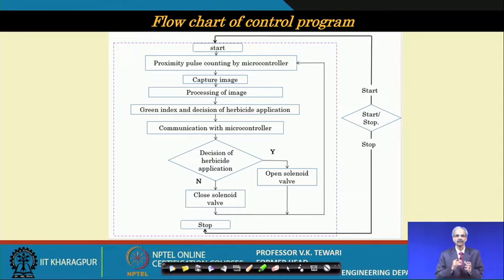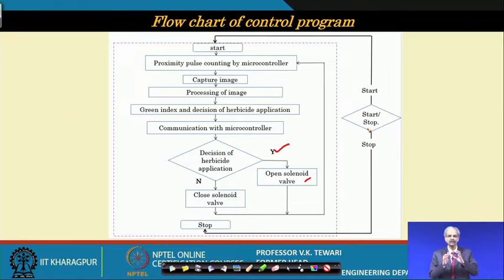Now, this information has to be communicated to the controller to make a decision as to whether to apply the chemical or not. So, if it is yes, then solenoid valve will be operated and switched on and the chemical will be applied. If it is not, then solenoid will be closed, and then it will go back to the system and try to take the images and go on. This is how the system will go on like this until we stop the whole operation.